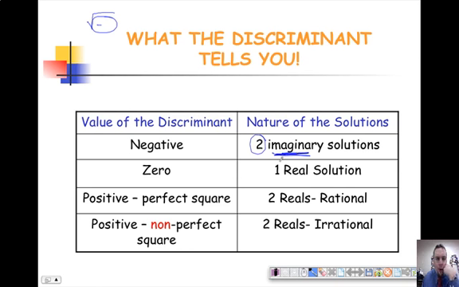Same thing, right? If you got 0 underneath here, if you got square root of 0, you're going to say, oh, that's plus 0 minus 0, which is the same thing. So you're only going to get 1 answer, but it's going to be real. So you have to memorize this part. What if you get a positive?